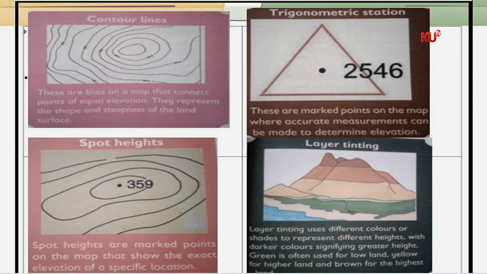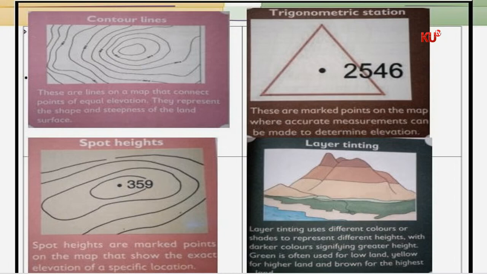The first one is contour lines. If you are very keen to observe our map of Taita Hills, you could see that we have some lines that form circles. Those lines are called contour lines. These are lines on a map that connect points of equal elevation. They represent the shape and the steepness of the land. As you can see on the screen, they are in the form of circles.